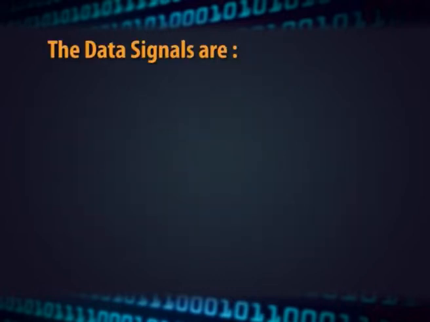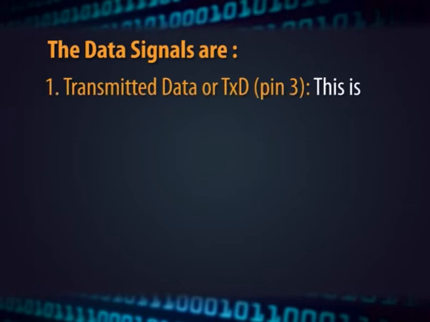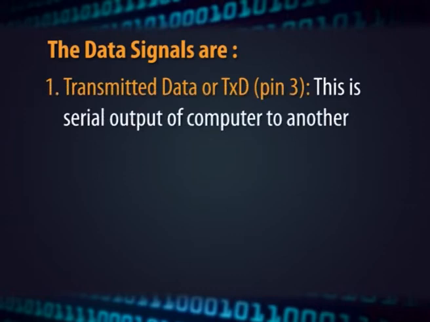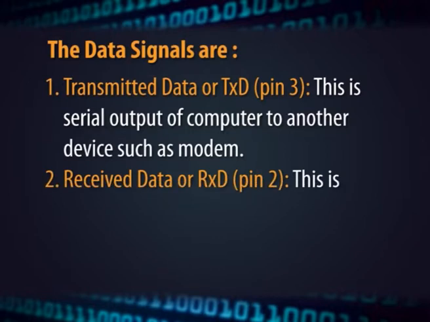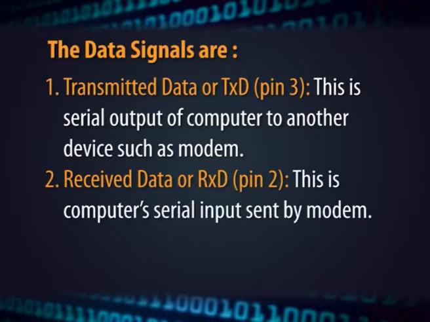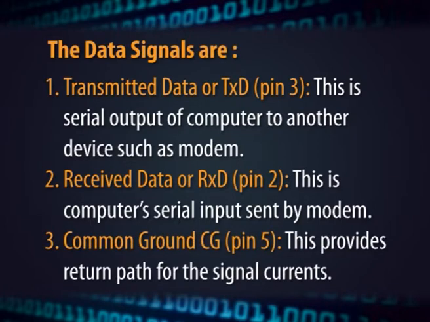The data signals are: 1. Transmitted data, or TXD, pin number 3. This is serial output of computer to another device such as a modem. 2. Received data, or RxD, pin number 2. This is computer's serial input sent by modem. 3. Common ground, CG, pin 5. This provides return path for the signal currents.